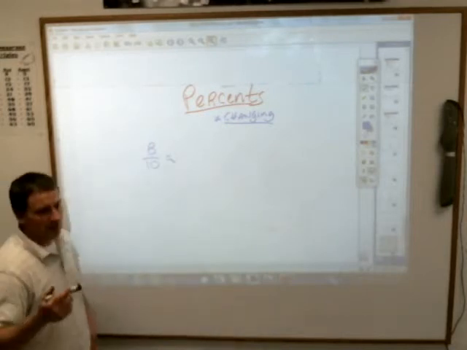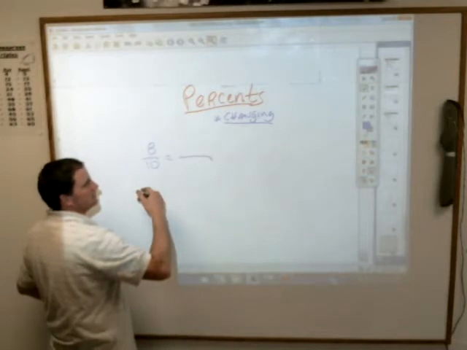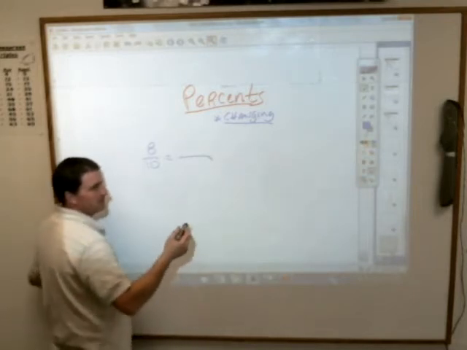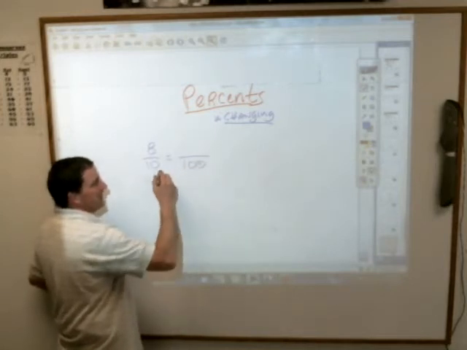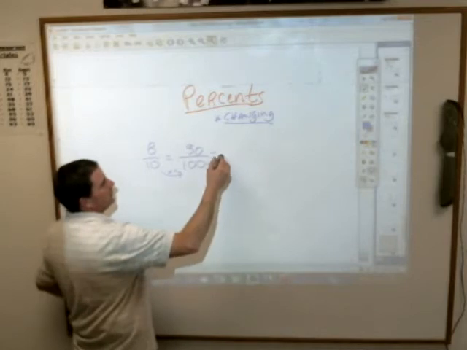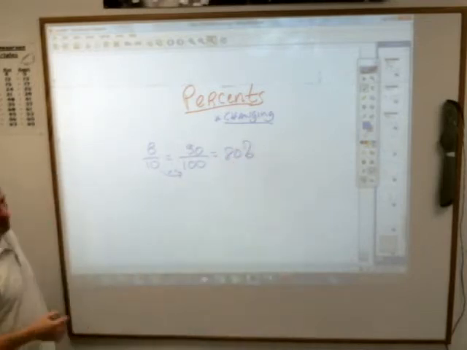Okay, since percent means out of 100, Alex, you? You make the denominator 100. Make the bottom denominator 100, you multiply by 10, so you multiply the top by 10, and 80 over 100 is 80%. Okay, that's one way to do it.